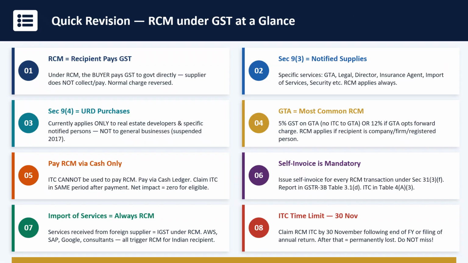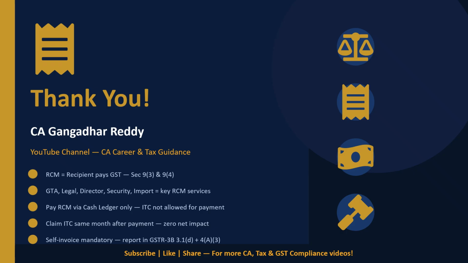And then this is a quick revision. What is the RCM and where are the notified suppliers? These are the notified suppliers, and the RCM on unregistered persons is kept on hold till now, so this has been suspended for the time being. And then GTA is the most common RCM. RCM has to be paid in cash only, and the self-invoice is mandatory. Import of services is always RCM. These are the important triggers we need to take away. That's it, guys. I hope you understand the concept.